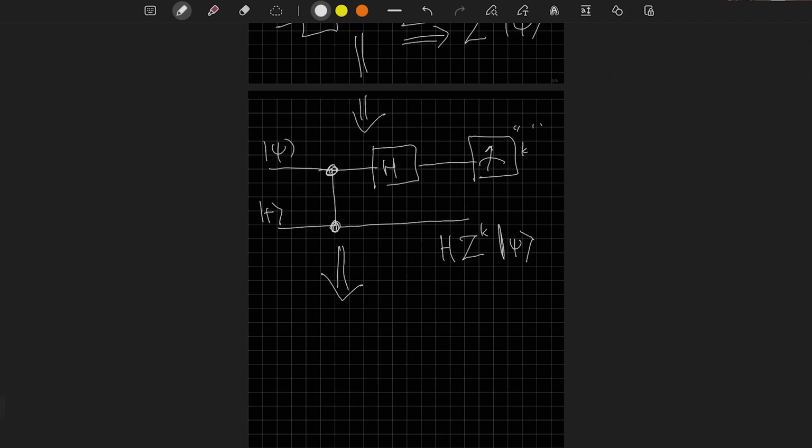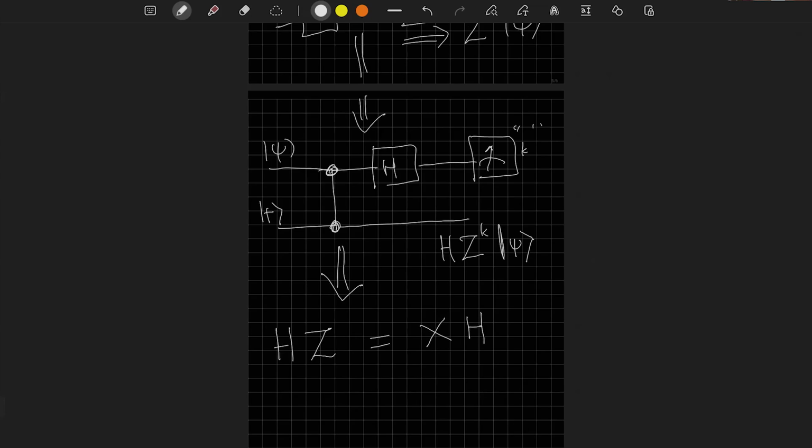Now let's look at this gate HZK. I've taken this Hadamard gate and just moved it forward. Now what I do have is an identity that HZ is equal to XH. This is an identity. So if I have a Z gate followed by a Hadamard gate, it's equal to having the Hadamard gate followed by the next gate. Okay. You will do this simple calculation.